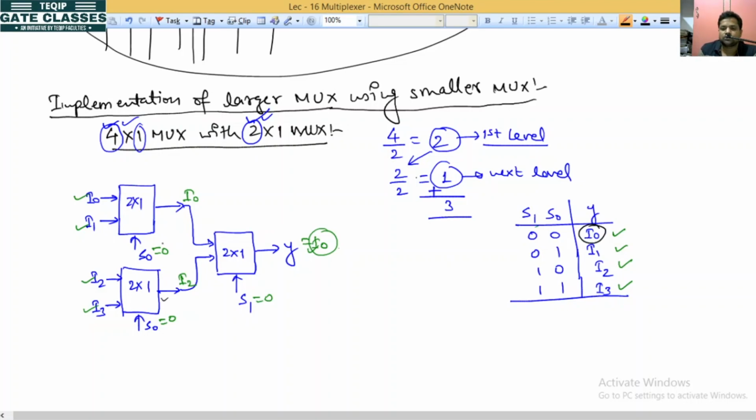Now S1 is 0 and S0 is 1. So now we have to place 1 here. If it is 1, then I1 will be transferred to the output. Similarly from here I3 will be transferred to the output. Okay? So now we have S1 equal to 0, so I1 will be transferred to the output. Okay?